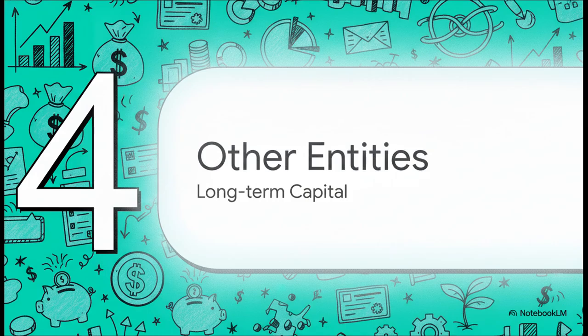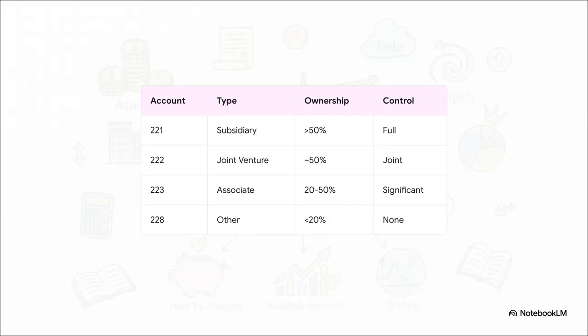Moving right along to Section 4, Investments in Other Entities, Long-Term Capital Contributions. You are going to want to memorize this matrix. It perfectly breaks down the thresholds. Over 50% ownership gives you full control, so it's a subsidiary under account 221. Right around 50% with joint control via a contract, that's a joint venture, account 222.